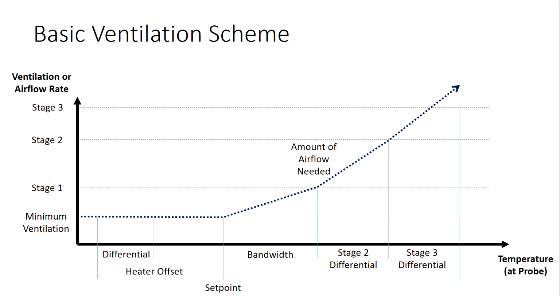In this basic ventilation scheme for a simple ventilation system, imagine a variable speed fan that provides minimum ventilation when operating at 50% and stage 1 capacity at 100%. Two single speed fans provide stage 2 and 3 airflow needs and a heater. Let's quickly review how differential, bandwidth, and heater offset settings work.